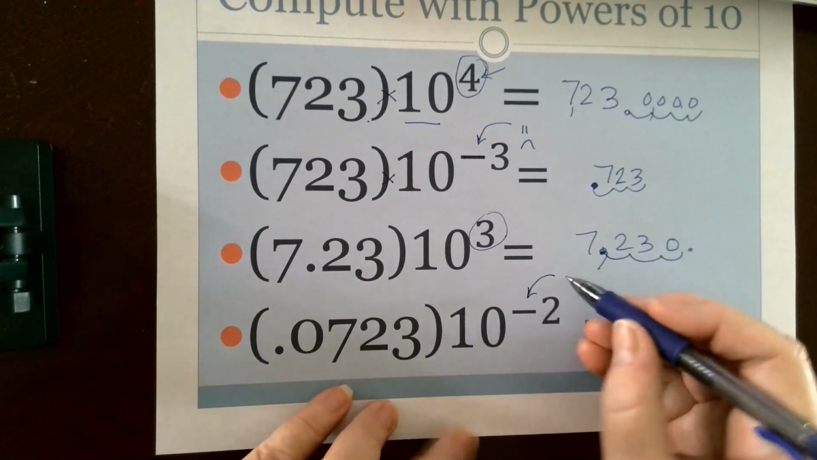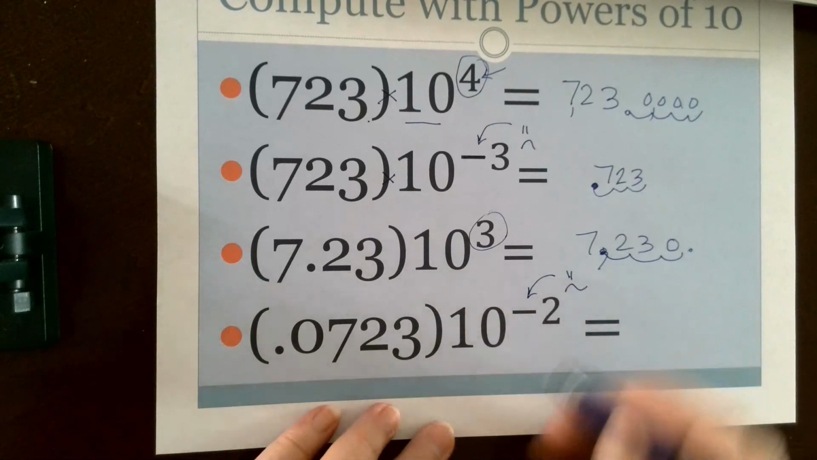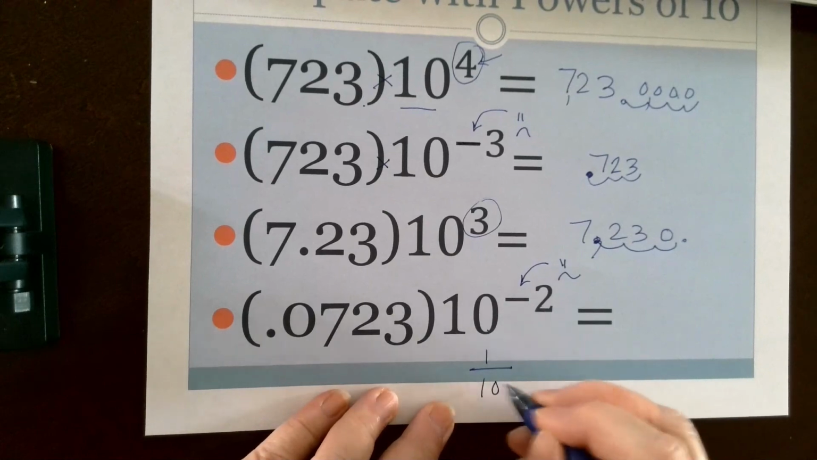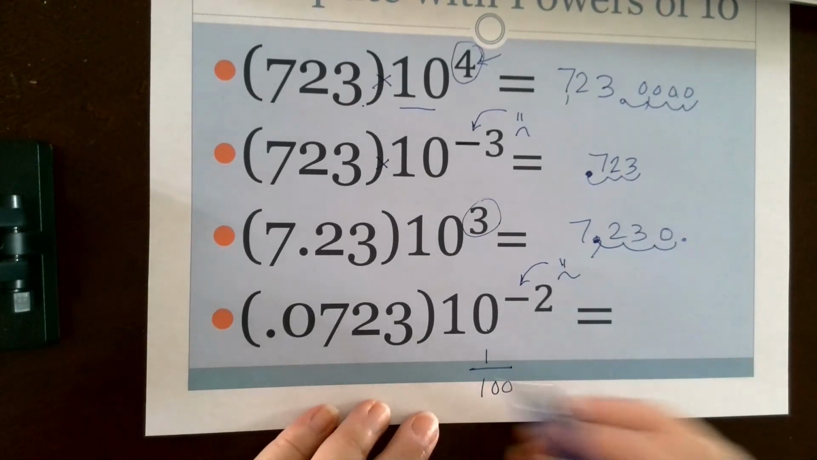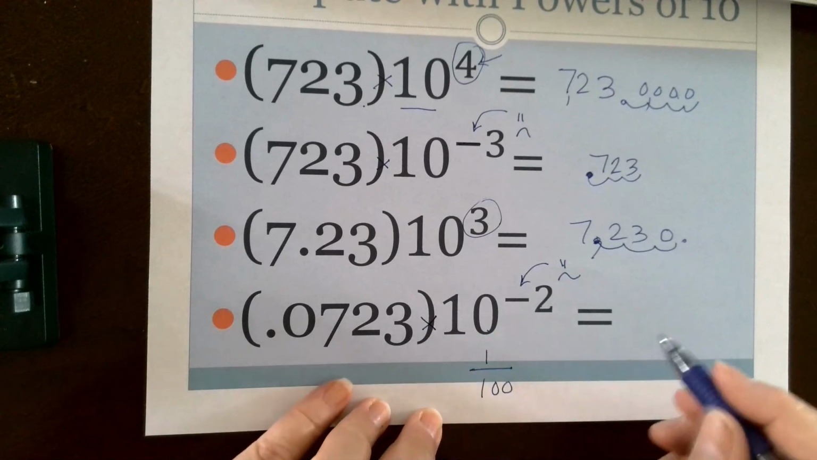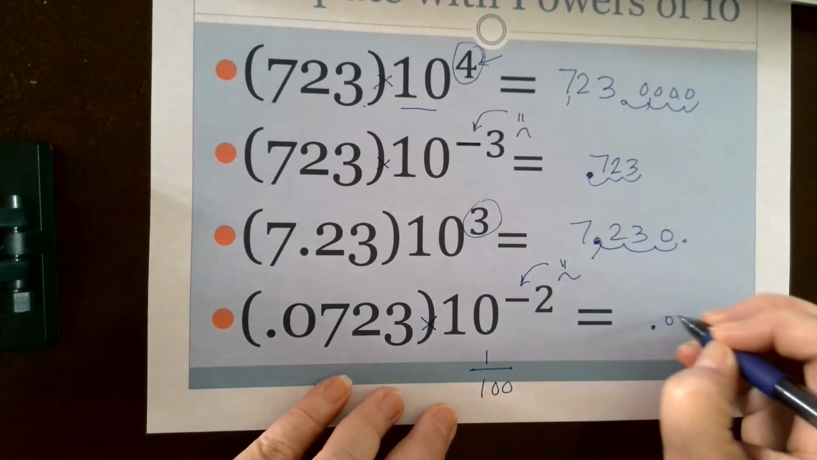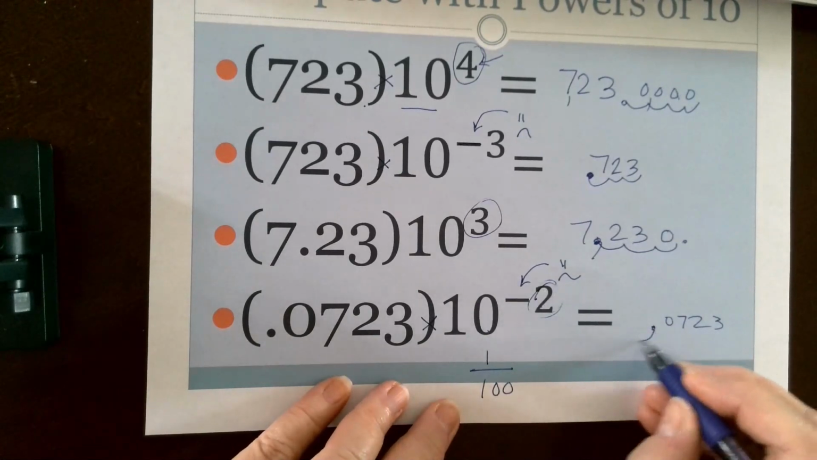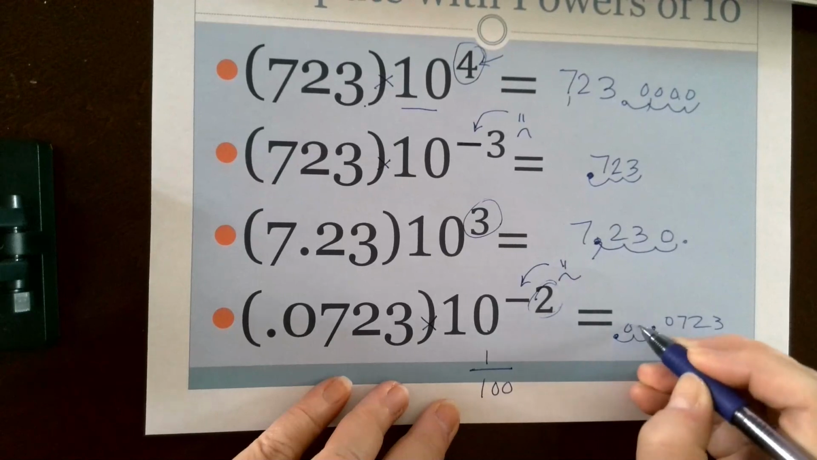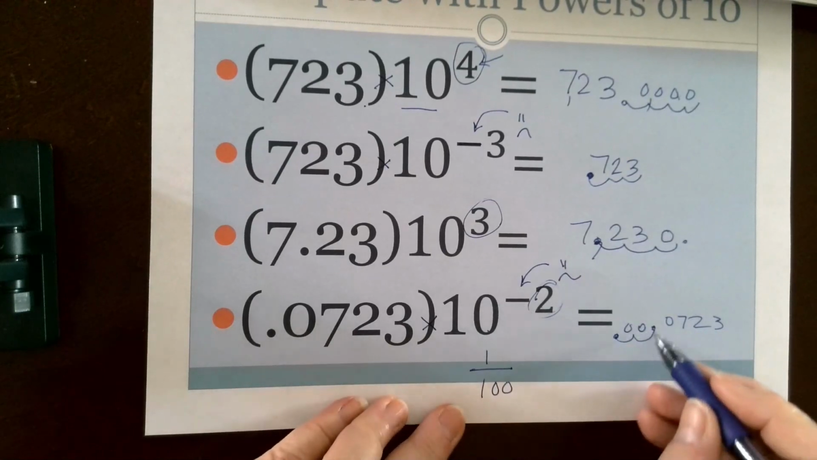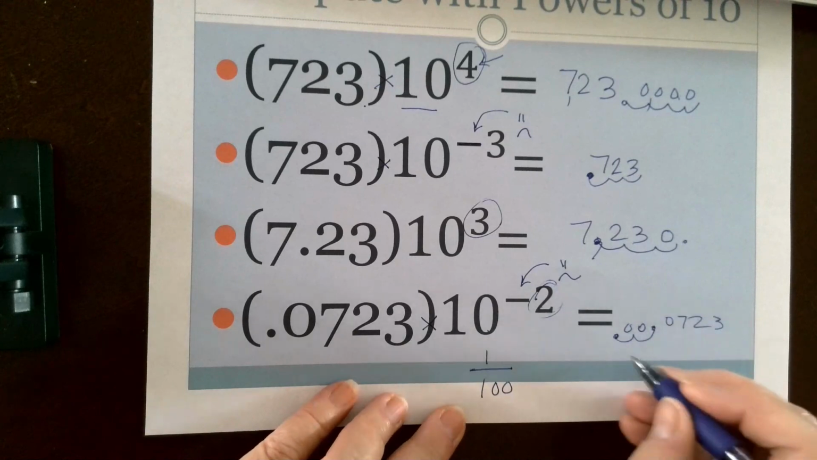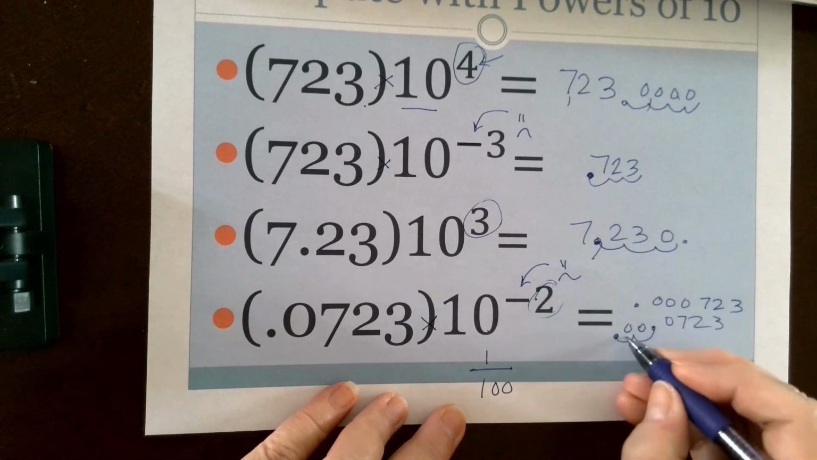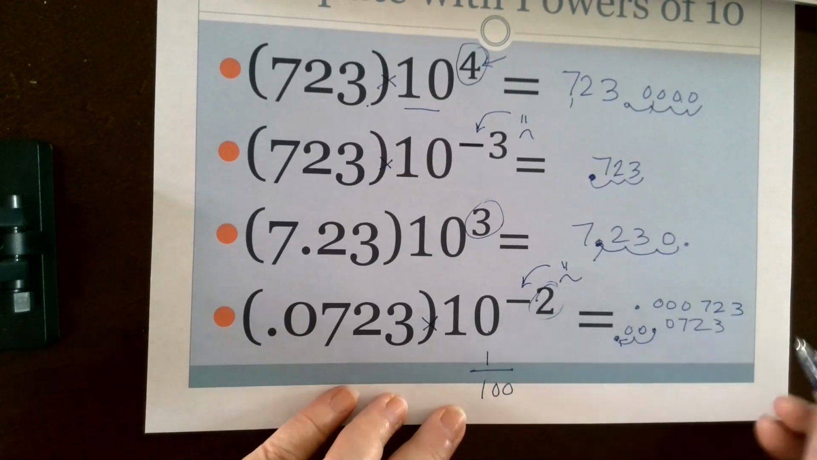This exponent's negative. It has a negative attitude. It's not happy where it is. It wants to be on the bottom. 10 squared, that's 100, wants to be on the bottom, times 0.0723. So I'm going to take that decimal, move it this many times, but I'm going to move it to the left 2 times because of that negative sign. I'm going to move it to the left. So this answer becomes 0.000723 because I moved the decimal to the left 2 times.